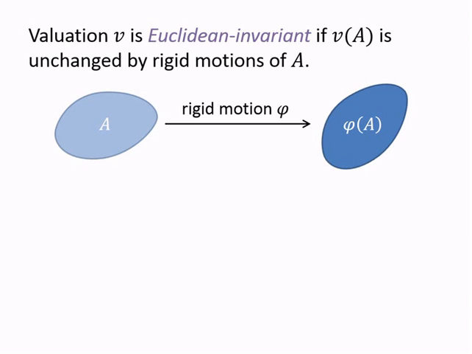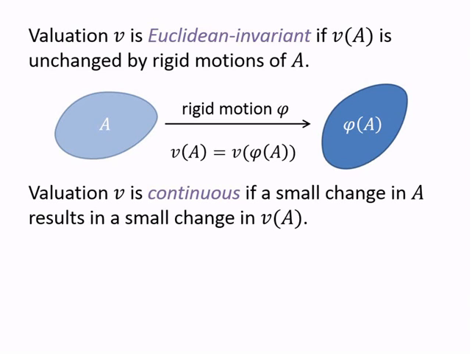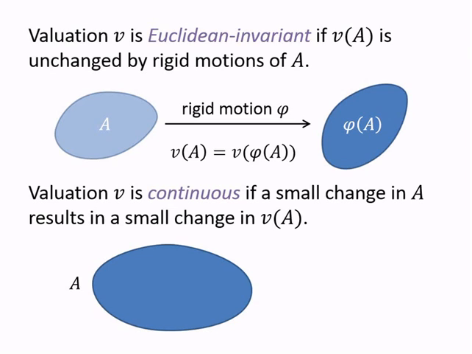The next property is that a valuation is continuous if a small change in the set results in a small change in the valuation of the set. I'm not going to say a lot about what I mean by a small change. I think our intuition is pretty good. To define small would require a lot more discussion about things like the Hausdorff metric on sets. But here's an example. If I take this set A and I perturb it a little bit, so set B is almost the same thing as set A, sets A and B in this picture are close in the Hausdorff metric. Basically, that means that if I take a small epsilon neighborhood of A and a small epsilon neighborhood of B, then these epsilon neighborhoods contain the other set.